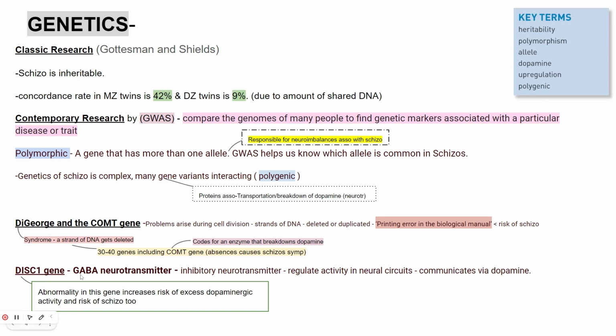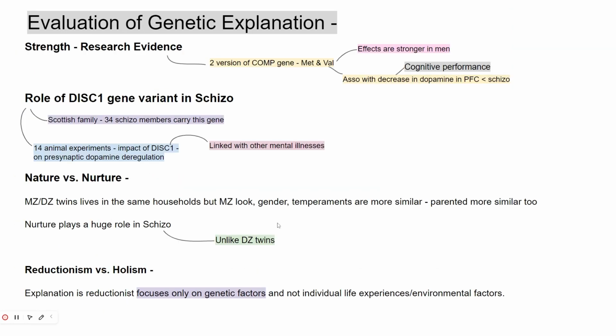The DISC1 gene is basically associated with the GABA neurotransmitter, which is an inhibitory neurotransmitter. It regulates the activity in neural circuits, and it communicates via dopamine. So abnormality and the risk of excess dopaminergic activity basically just increase the risk of schizophrenia. So the evaluation is that it is supported by research evidence, and it's a strength.